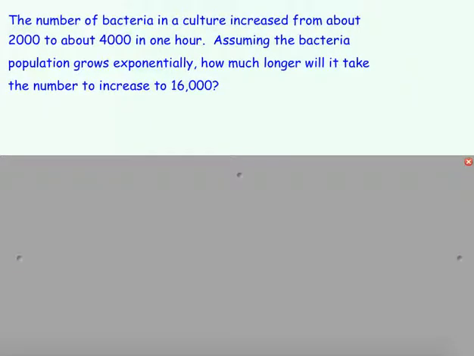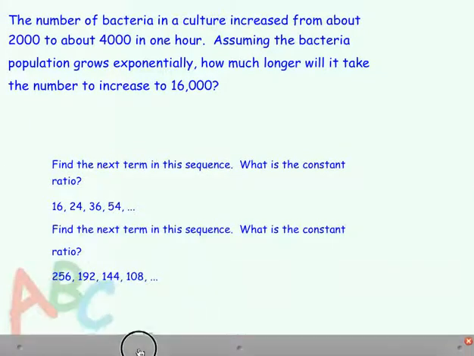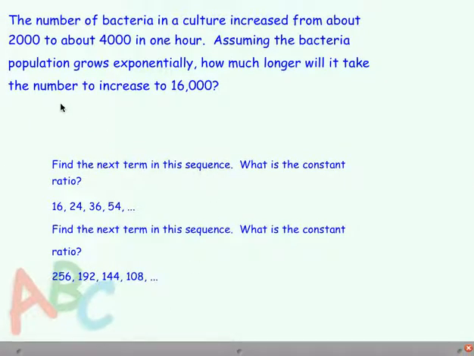All right, I'll let you work on these ones for yourself here. Think about the decay or growth rate and how you can put that into a formula and finding the geometric sequences. All right, well, I hope this helps for your homework and for studying.